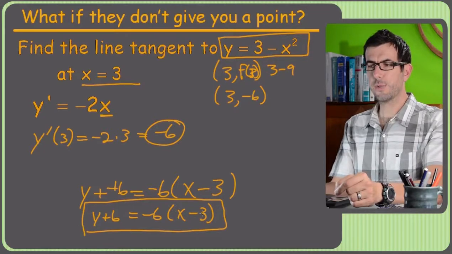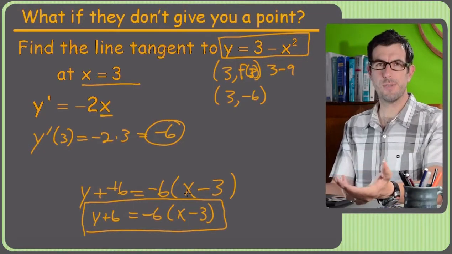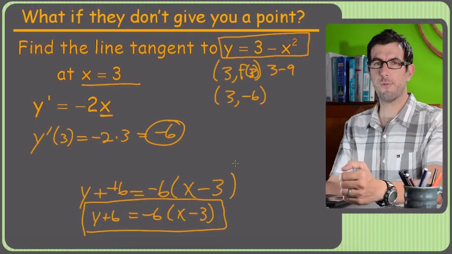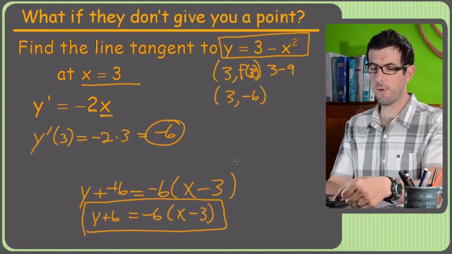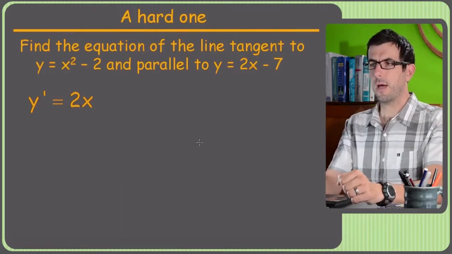Good stuff. Now naturally you could multiply this out and reduce stuff to give you slope-intercept form, but again, I would recommend just sticking with the point slope. All right, a hard one.